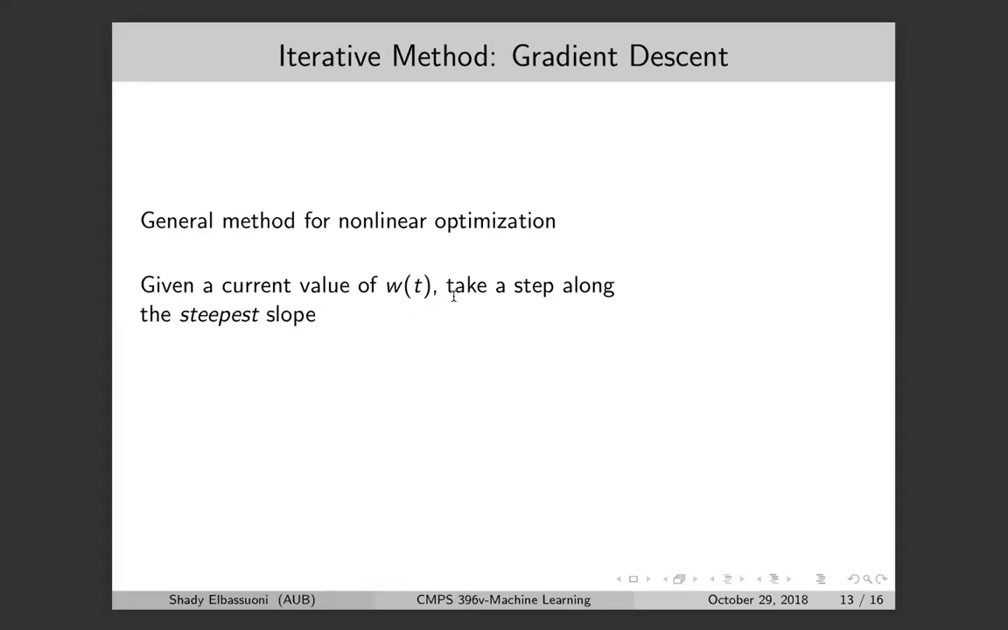Okay. So what is gradient descent? Given a current value of the weight W of t, at this particular time point t, we take a step along the steepest slope. So here is the logistic function, the loss function of logistic regression. It looks like this. It's a convex function, with one minimum.